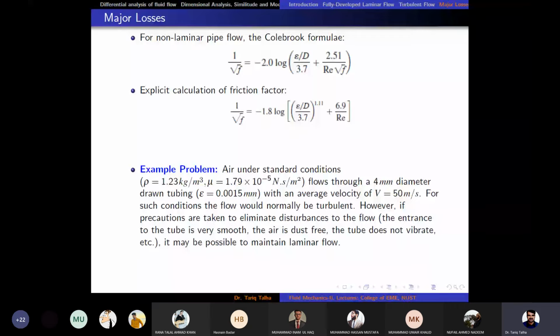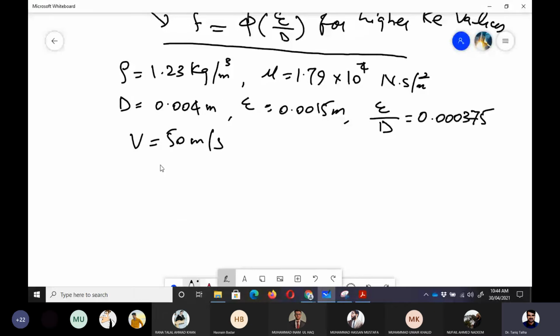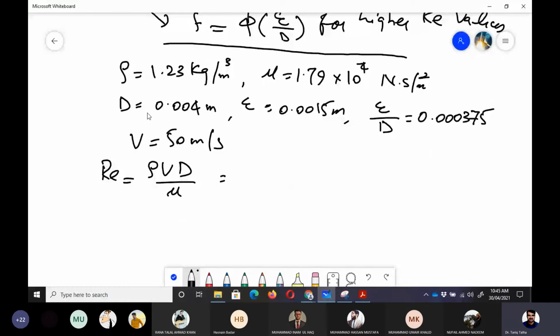If we calculate the Reynolds number for this flow, it would be equal to rho v d upon mu. If we put in the values, 1.23, d is 0.004, velocity is 50 meters per second, and mu is 1.79 times 10 to the power minus 4 Newton second per meter square, its value comes out to be 13,700, and we know that is greater than 4,000.